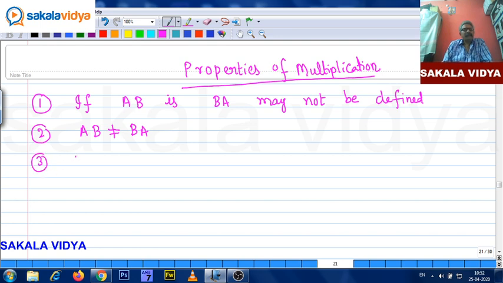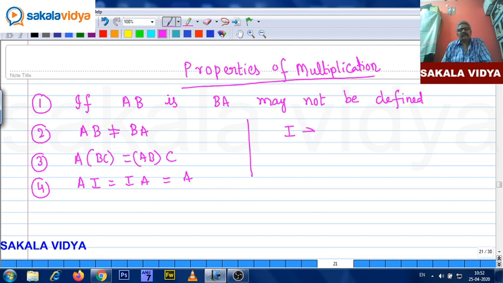but A into BC is equal to AB into C, associative. Next, A into I equals I into A equals A, identity. That's why I is called the multiplicative identity. So, understood now.